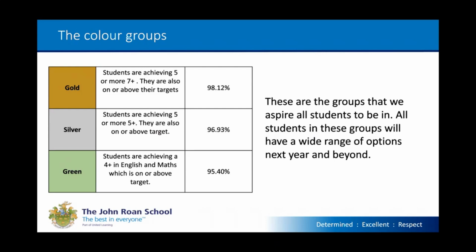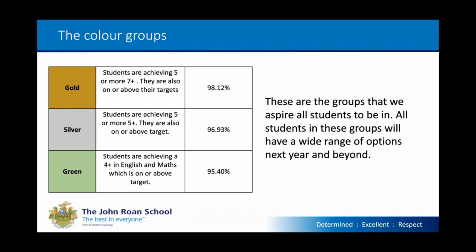Sorry, the green. And that is because these colour groups are students that are all attaining exactly where they should be, and they are being successful at the boundaries we are predicting them to be at. This means that major universities, employers, and colleges are going to be looking for students that are in these three groups. So the gold group is students that are achieving five or more 7+, and that they are also on target for the rest of their exams.